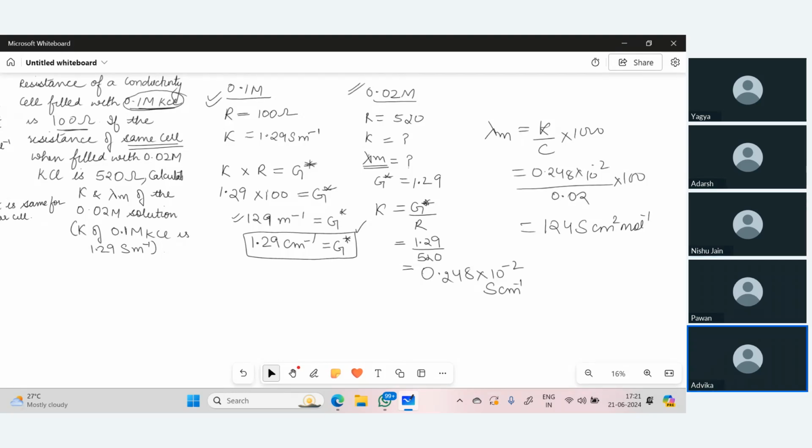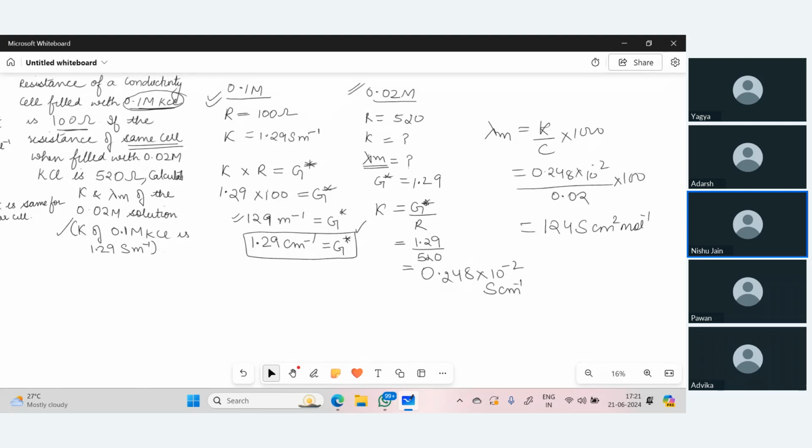Ma'am, I didn't understand the first part of the solution. See, what is given in the question for 0.1 molar KCl? Resistance is given, 100 ohms. And in the last line, kappa of 0.1 molar KCl is 1.29 Siemens per meter. These two things were given.